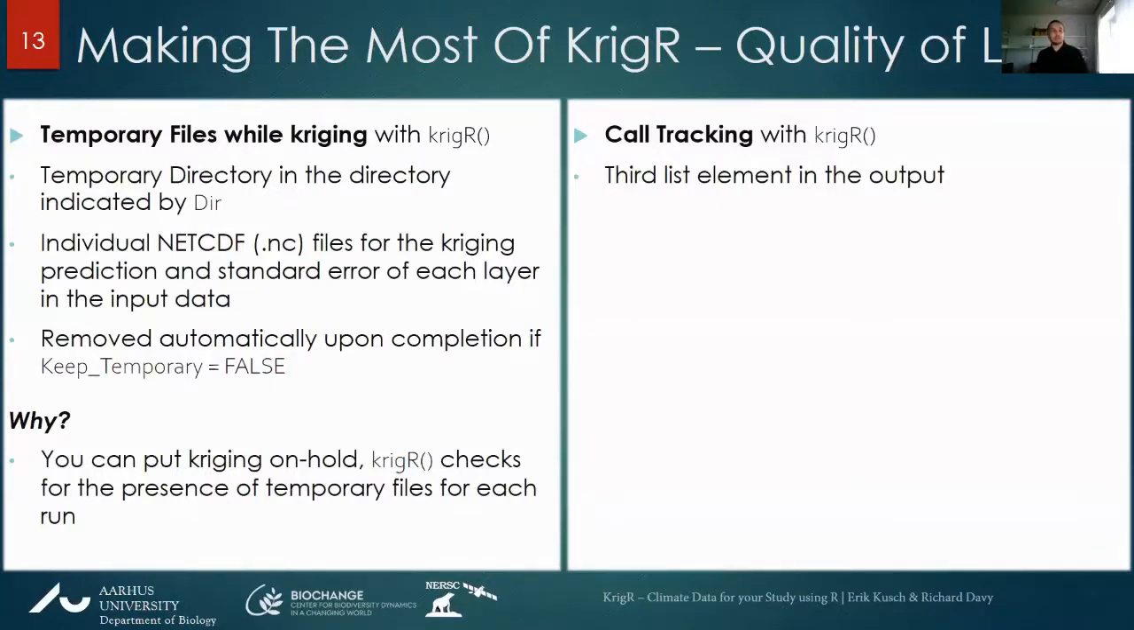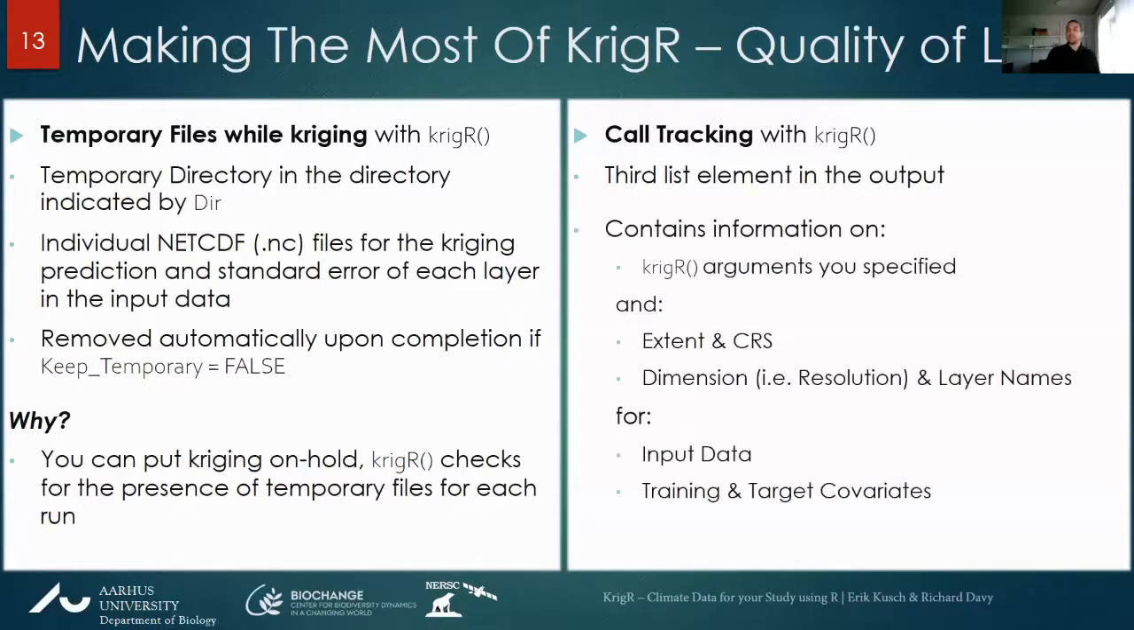In addition to this, we have call tracking of KrigR, which is exported back to you as a third list element in the output of KrigR, with the first 2 list elements being the prediction raster and the uncertainty raster. We have kept them split from each other, so you don't have largely differing values from one layer to the next.